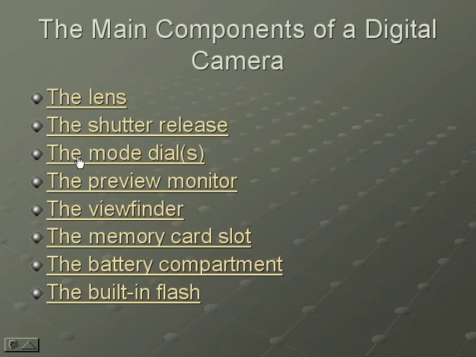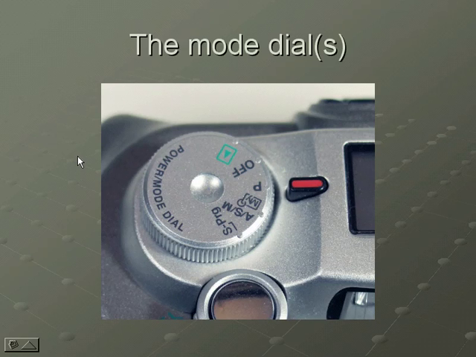The next component are the mode dials. The mode dials set the way the camera is going to operate with respect to how it takes a picture. The most popular mode on a mode dial is P, which you see set here. And the P stands for point and shoot, or program, which is really the official name that's usually given to the P. The other most popular modes are aperture priority, shutter priority, and manual.